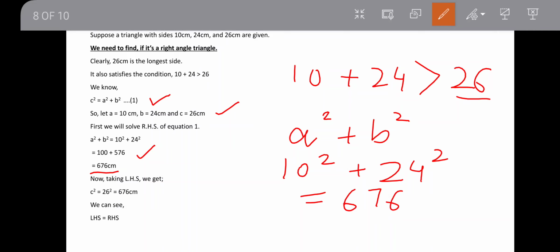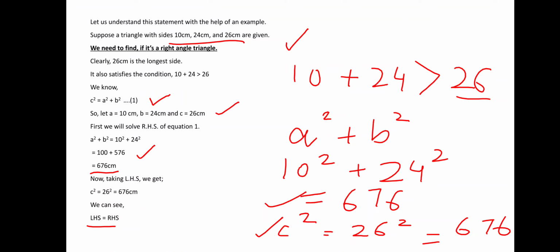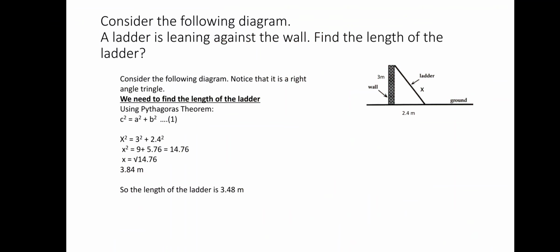Now taking the left hand side. Left hand side was c square, which is equal to 26 square, and that is also equal to 676. So the right hand side and the left hand side are equal, and it means that these three sides make a right angle triangle. 10, 24 and 26 centimeters make a right angle triangle because they satisfy the Pythagoras theorem. Okay, now let's move on to the next slide.